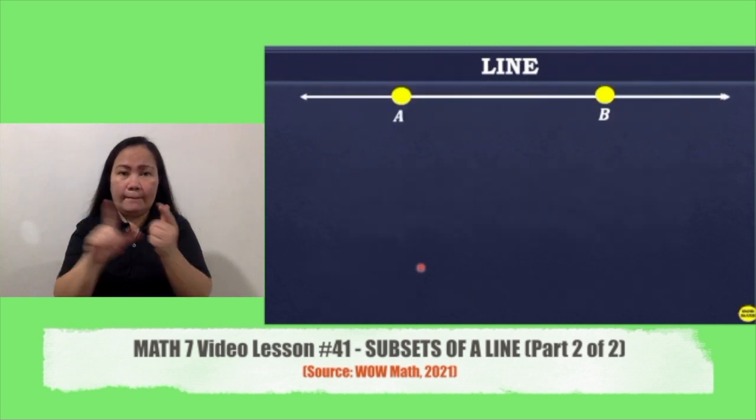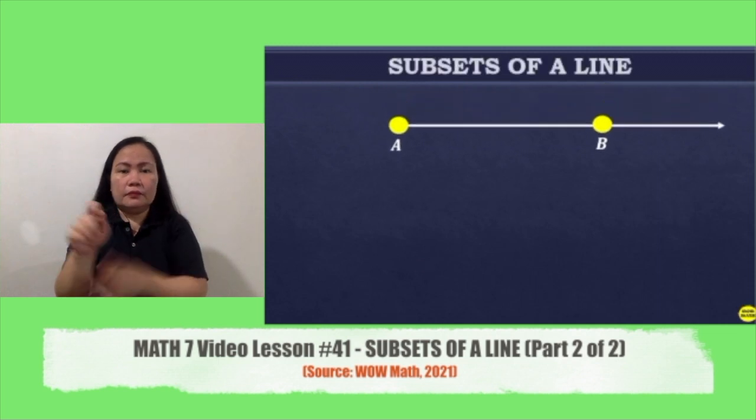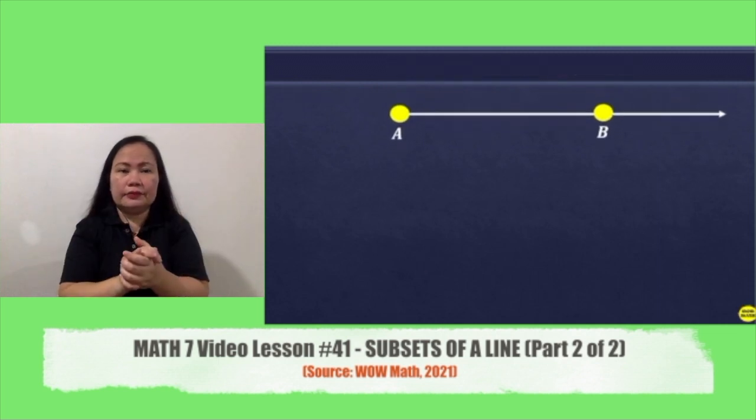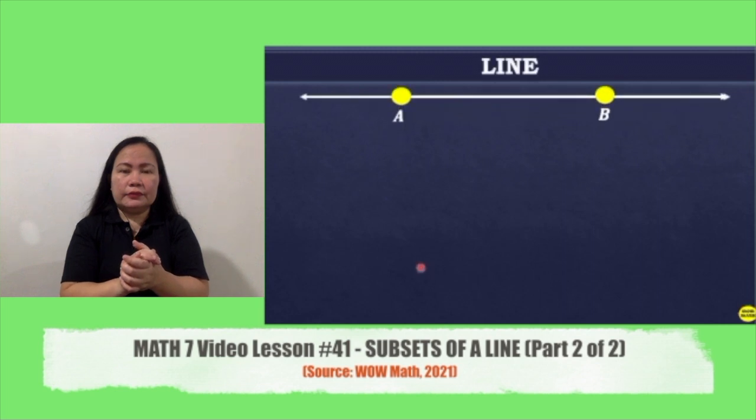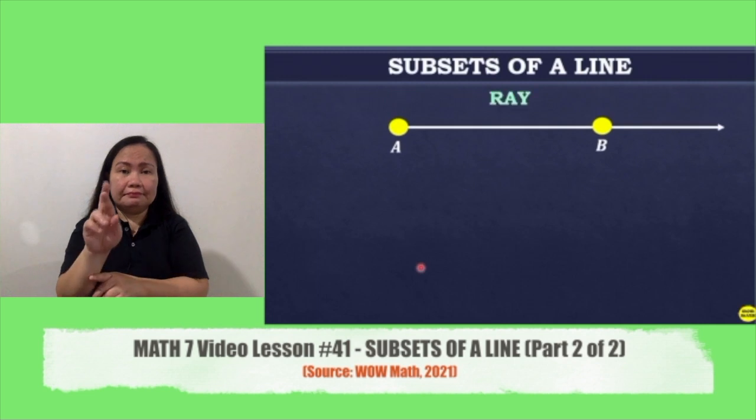Okay, so another subset of a line is, okay, so ito po siya. Another subset of a line aside from line segment is ray.